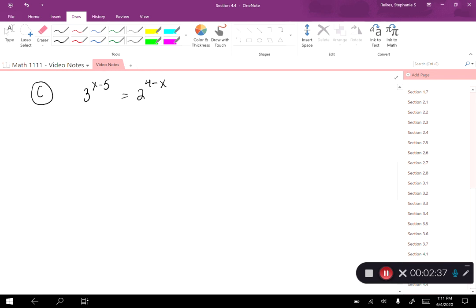Alright, let's try a little bit harder now. Again, I have 3 raised to the x minus 5 equals 2 to the 4 minus x. Again, there's nothing we can do to 3 and 2 to make them have the same base. So we're going to go ahead and log, or we can ln. Let me show you. You can get the same result. Remember, ln and log have the same exact rules. Alright, power rule next.